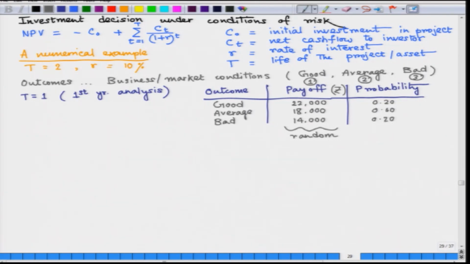So, in this case, now let us compute the descriptive statistics measures. First we talk about the mean of cash flow in period 1. So, what we need to do? We need to multiply these two numbers, then these two numbers and these two numbers, and then sum. So, if we do so, then we get what?